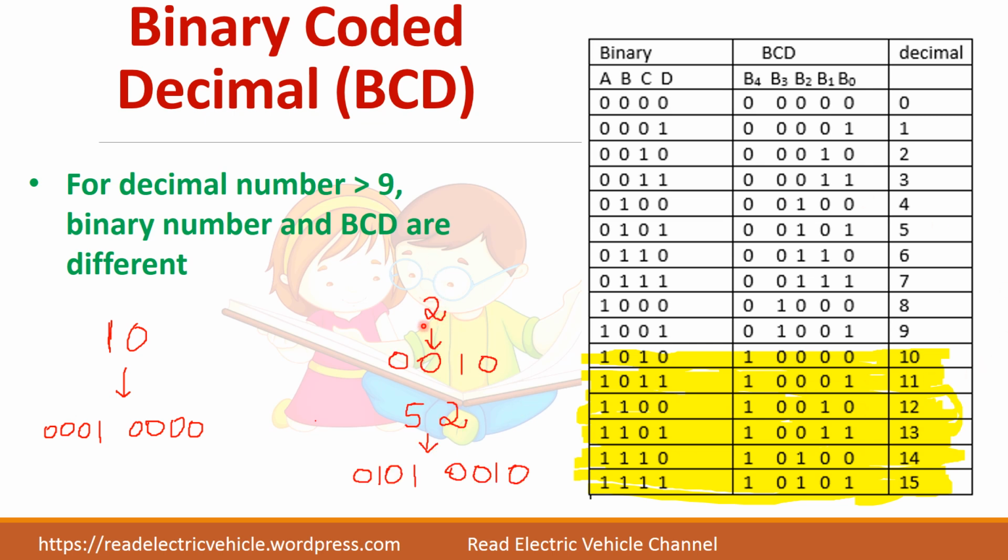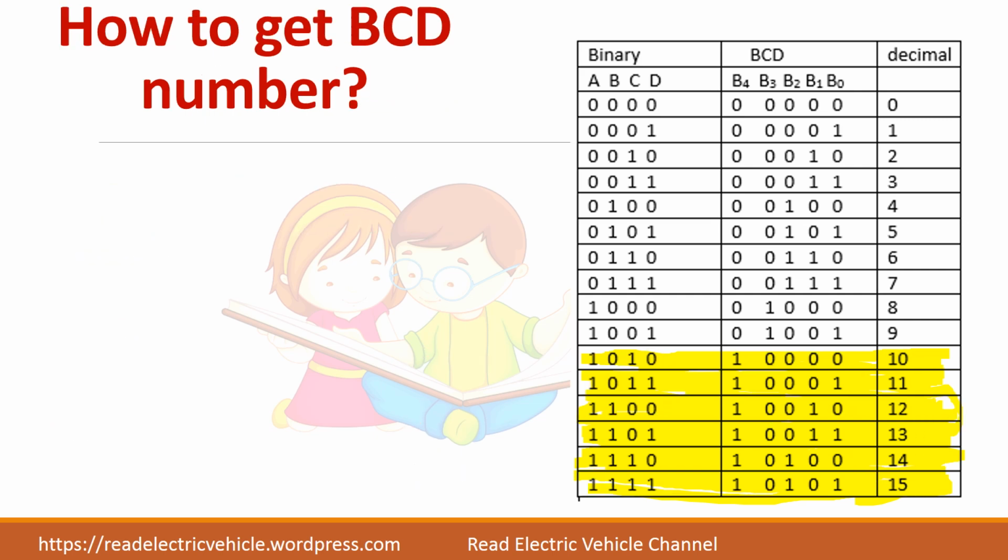Now, another example, let us take 2. 2 is 0010. Whereas if it is 52, I should write for 5 separately 0101 and for 2 separately 0010. So, in BCD, we have to separate the decimal digits and write the binary equivalent. Now, let us find the procedure to get the BCD number.